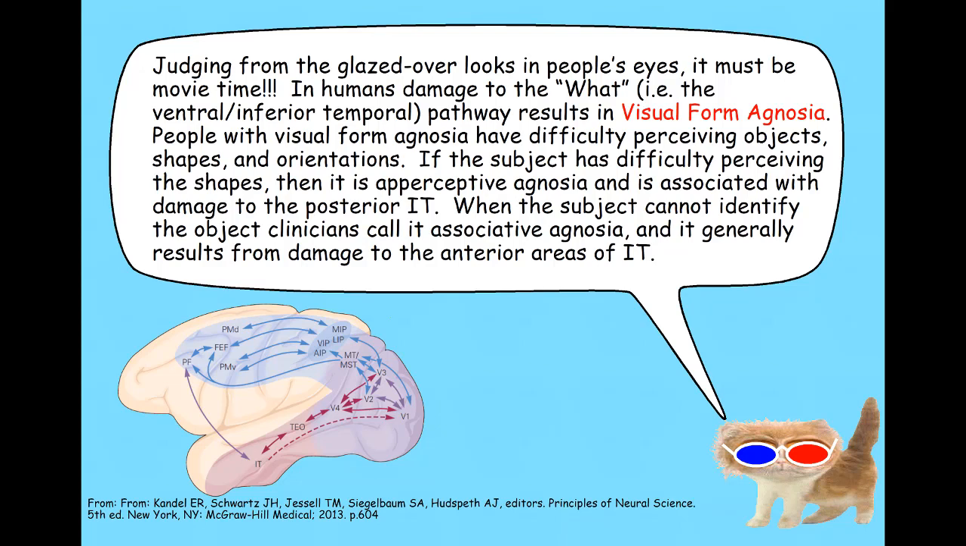If the subject cannot identify the objects, clinicians call that associative agnosia, and it generally results from damage to the anterior areas of the inferior temporal lobe. So I'm going to insert a movie here. Keep in mind, this is a pretty old movie. Its quality isn't fantastic, but it does illustrate visual form agnosia.